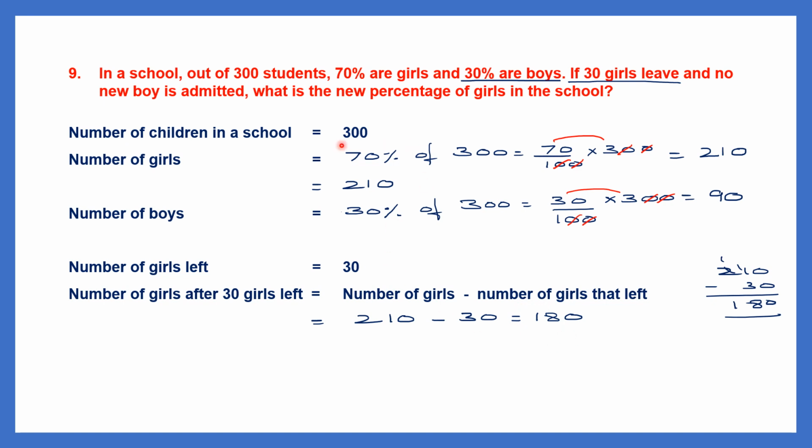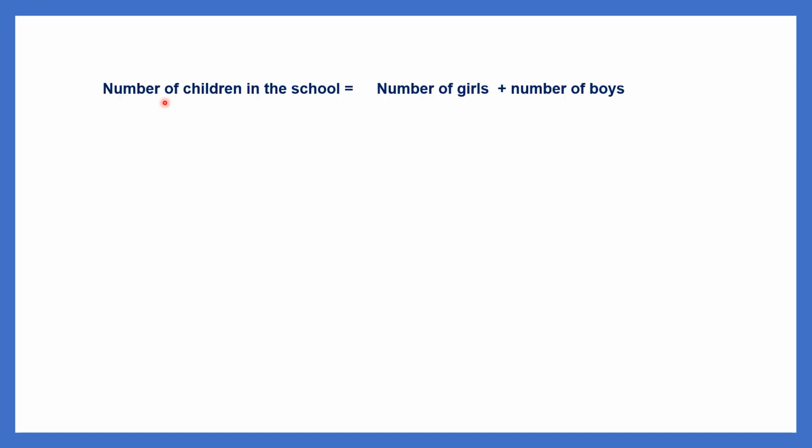Now, we cannot take 300 as the number of children in the school because 30 students have left. So, we have to subtract. We have to find the new number of children and then we have the number of girls and then we have to find the percentage. So, to find the number of children, we say number of girls now at present plus the number of boys. Or we can simply say the number of children in the beginning was 300. From that 30 left. So you can minus those two. You can do it that way or you can do it this way.